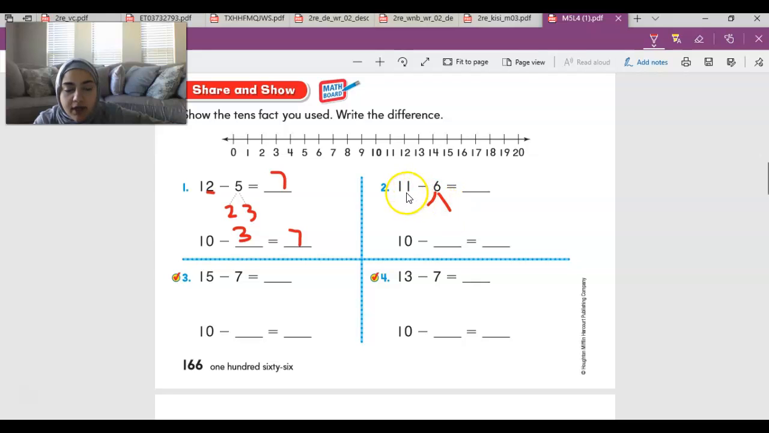Here, what is in the ones place in 11? 1 is in the ones place in 11. 1 plus what is 6? 1 plus 5 is 6. Well, if I do 11 take away 1 is 10, and that's why there's 10 here. And then I do 10 take away 5 is what? 5. Therefore, 11 take away 6 is 5.